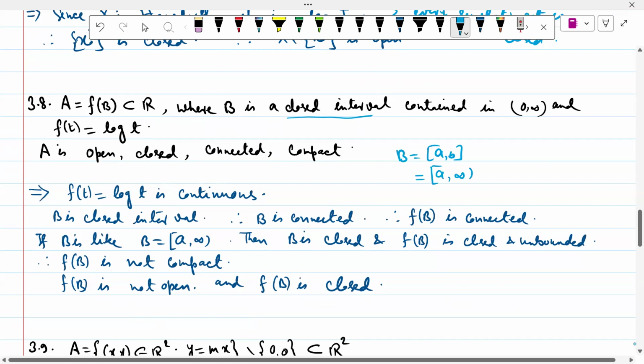So if B is a closed interval, B is connected. Intervals are always connected, and log is a continuous function. So the image of log is again connected because B is connected. Suppose B is like B equal to a to infinity, then B is closed, but it is unbounded, so it cannot be compact. And B is not open, clearly, because if B is your closed interval, whatever the case, f(B) has to be closed.